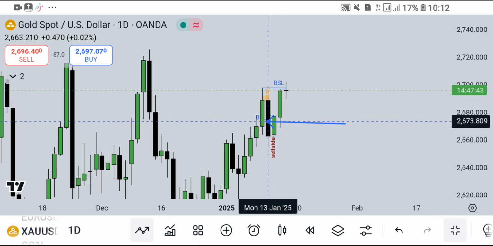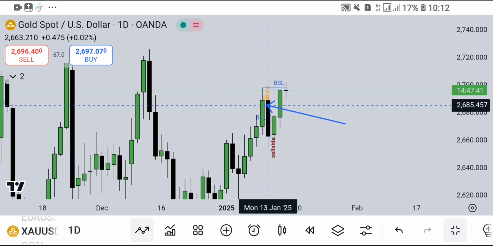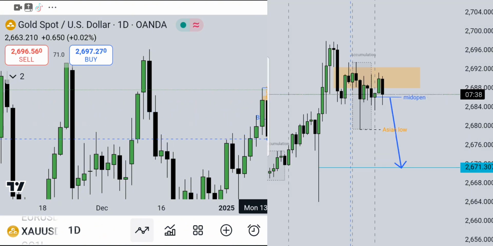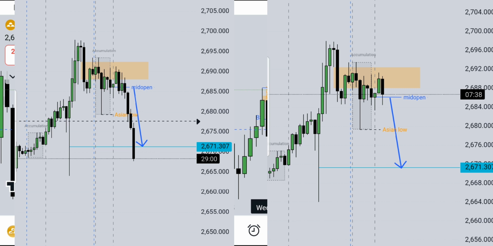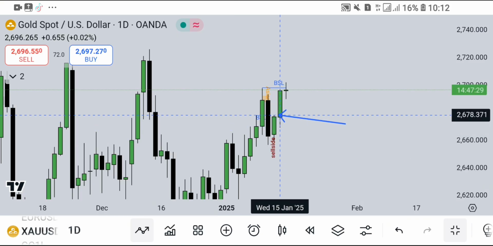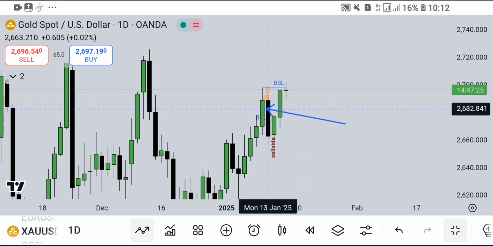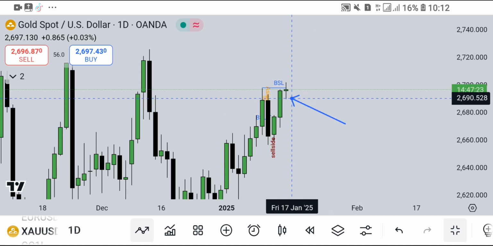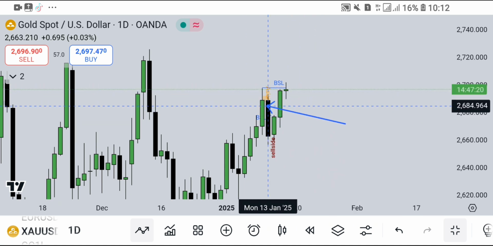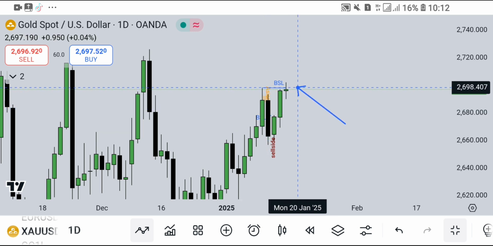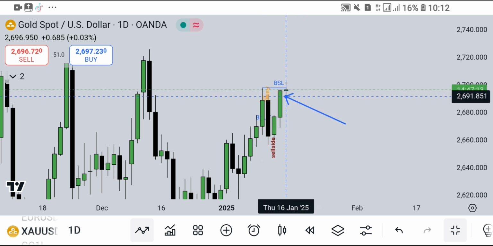then Tuesday's candle. Monday's candle was a bearish one. If I remember very well, we called this a bearish candle. Yesterday I wasn't around, that was Wednesday, and Tuesday I wasn't around. So today is a Thursday, and I have seen that the previous week's high was taken out today during the Asian session.